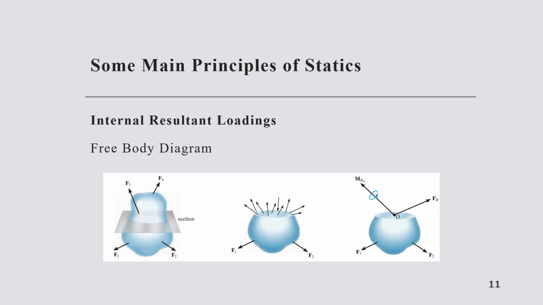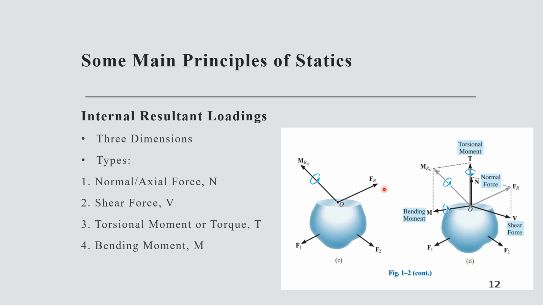Resultant force and moment can often be resolved into the components that are either perpendicular or tangential to the section. Based on this distribution, we have four types of internal loadings. These are the normal or axial force, shear force, torsional moment, and the bending moment.